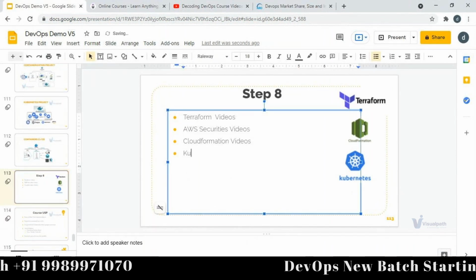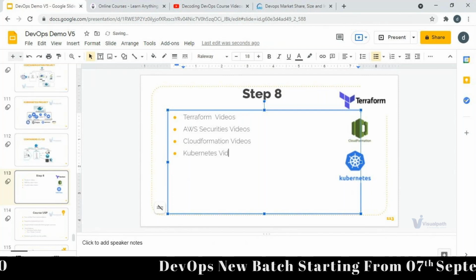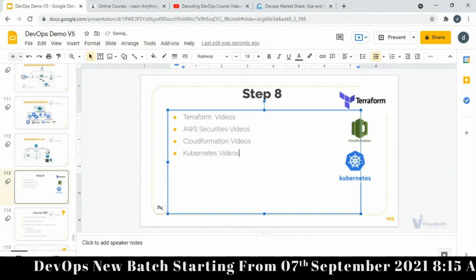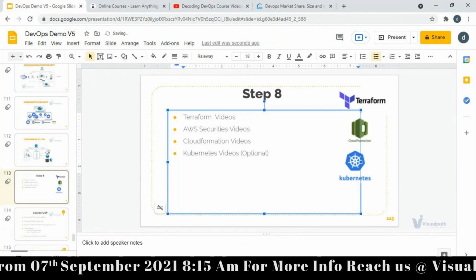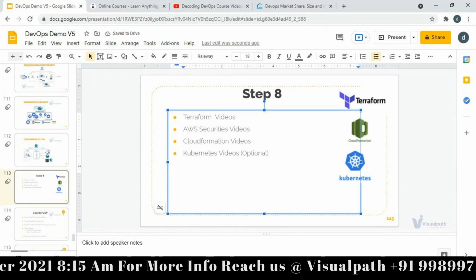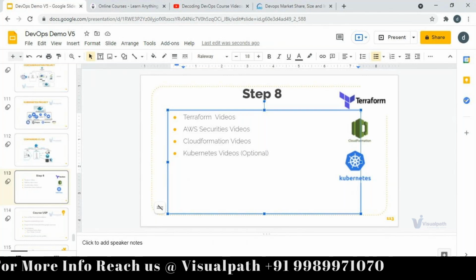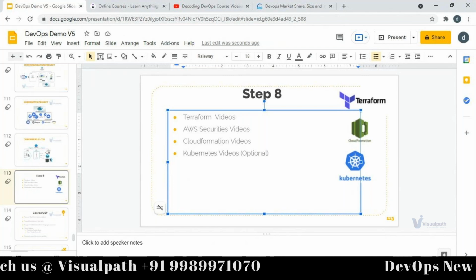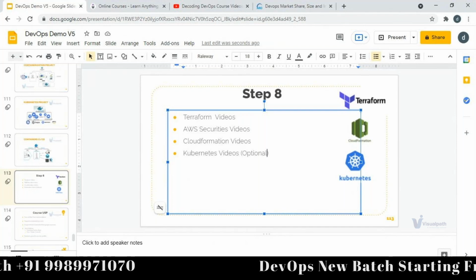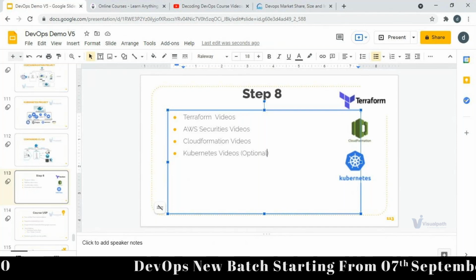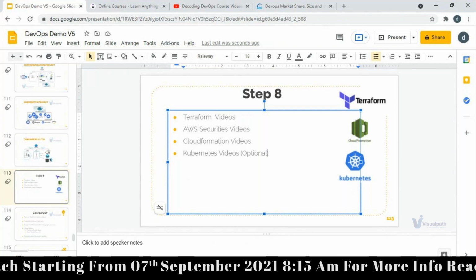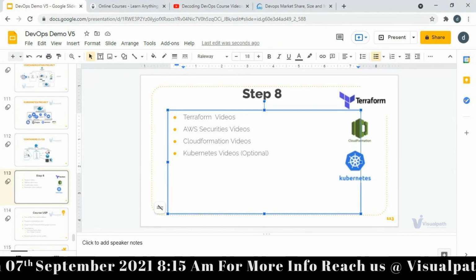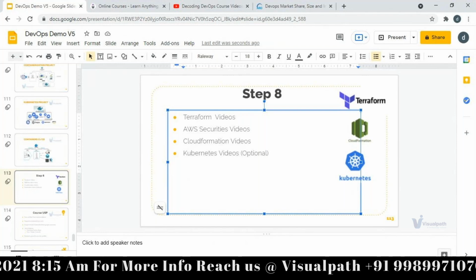which is optional: more Kubernetes videos. I'm already creating them. So I want you to learn more Kubernetes, but since it's a DevOps course, not a Kubernetes course, we don't have enough time. It will be out of scope, but I will give you Kubernetes videos that I have created, or I'm going to create for the class, which will be uploaded in your portal. So you'll have basically a portal where all the recorded sessions will be saved, and in the same portal you will have Terraform videos, securities videos, CloudFormation videos, and also more Kubernetes videos. Okay, so this is enough on your plate actually, guys.